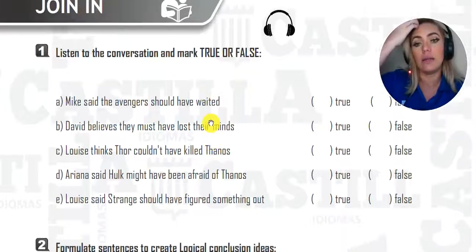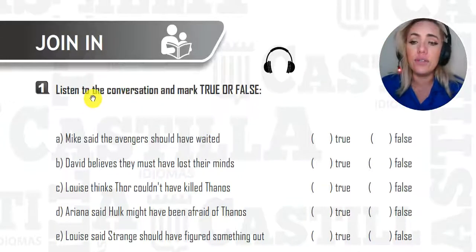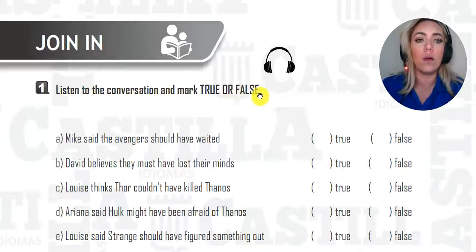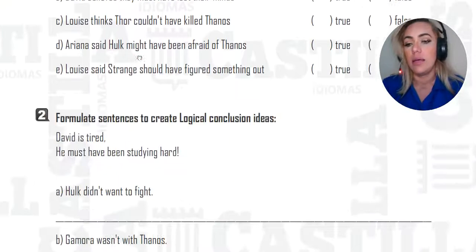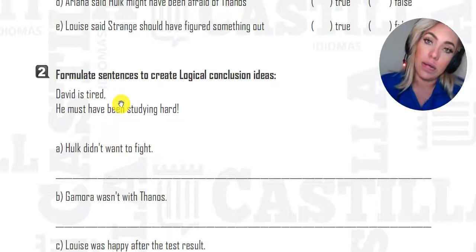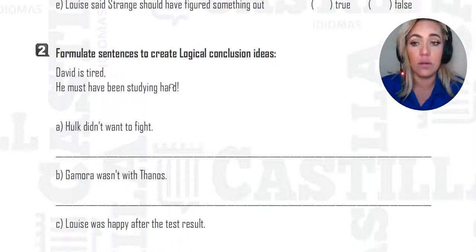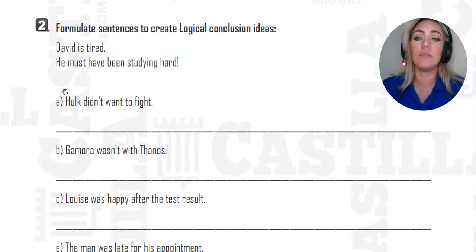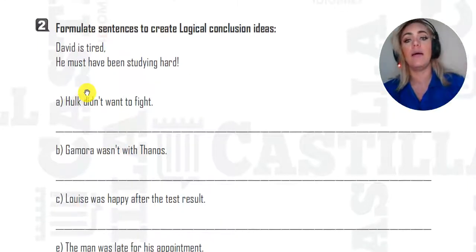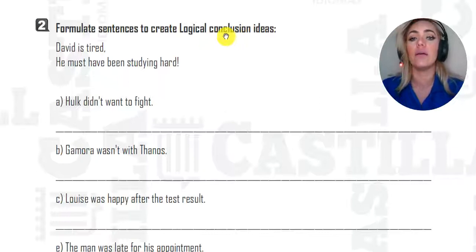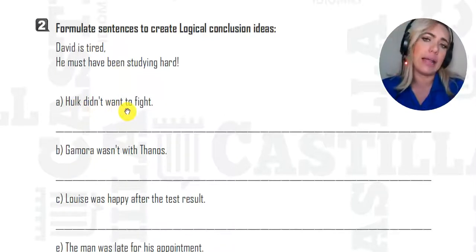Then we have the grammar part, listen to the conversation and mark true or false. You have this available in your APK, okay, so please just download it. We go to number 2, formulate a sentence to create a logical conclusion. David is tired. Example: he must have been studying hard, or he must have been working hard, okay. Hook didn't want to fight, so he must have.